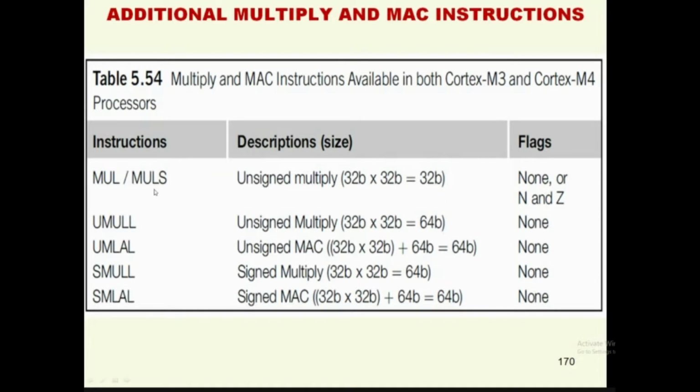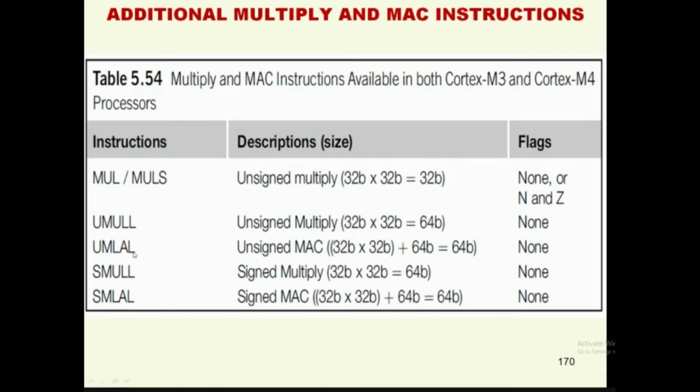Here you can see the MULL or MULLS instruction, which is performing multiplication. Two 32-bit numbers are multiplied and the product is 32-bit, which means we take only the 32-bit most significant part. With unsigned multiplication, two 32-bit numbers are multiplied, and you will get a 64-bit product.